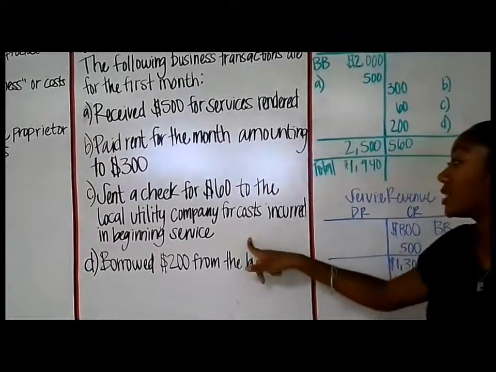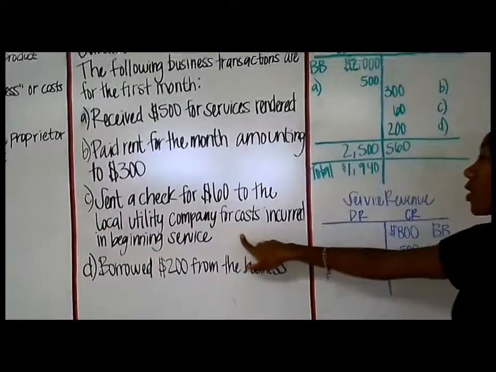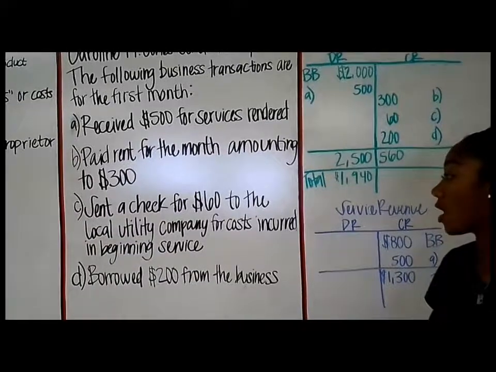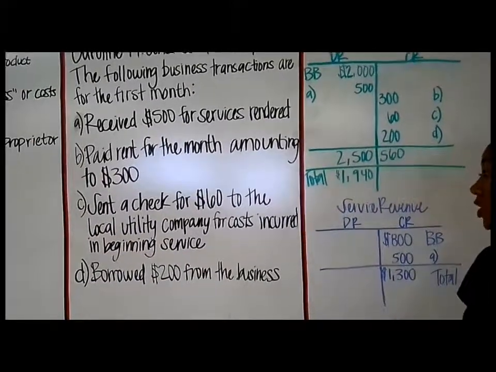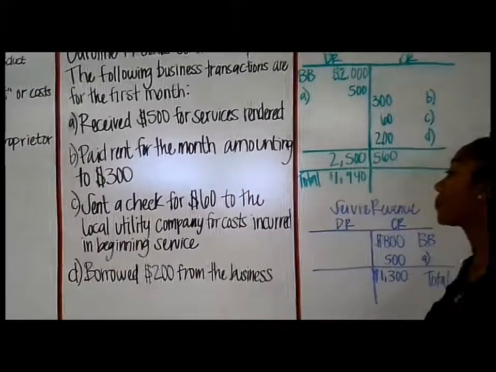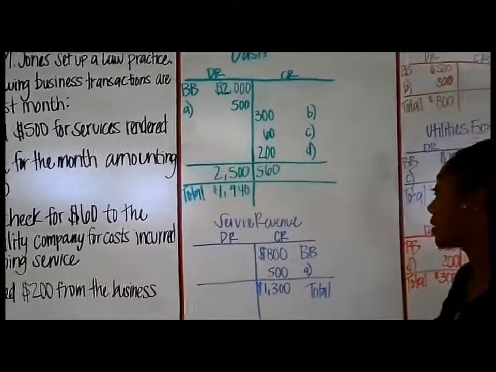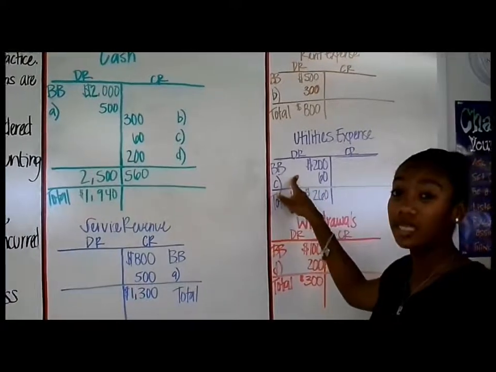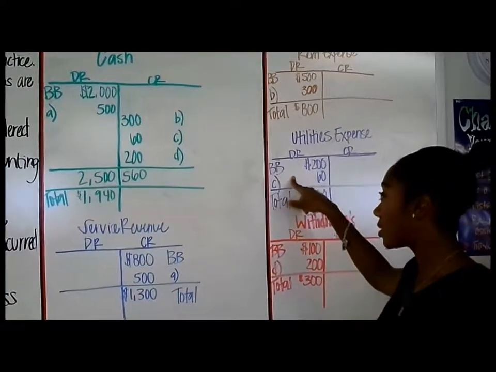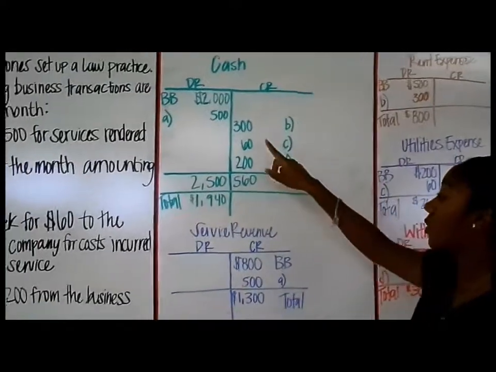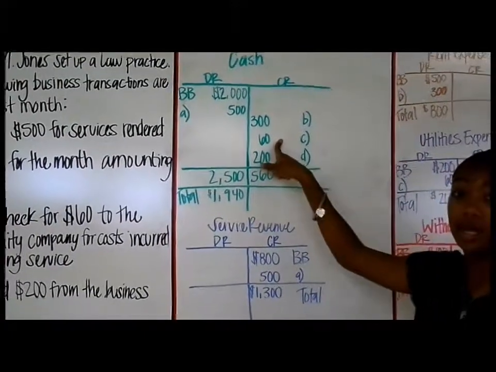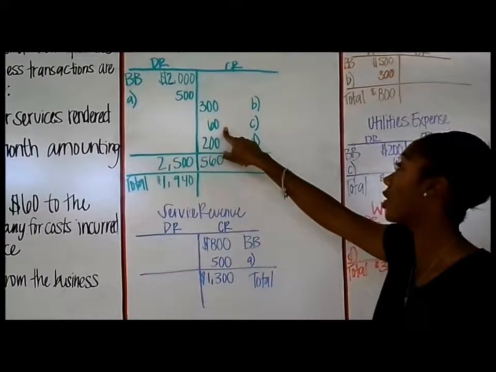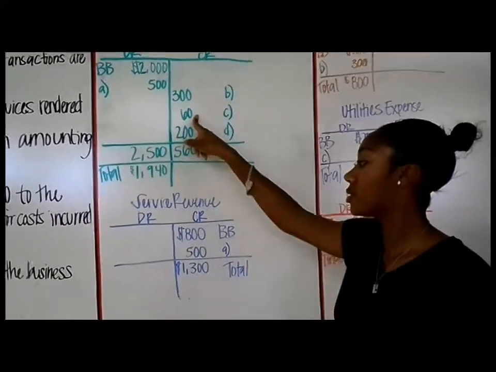The third transaction said that she sent a check for $600 to a local utility company for costs that she incurred in the beginning service. So for this transaction, she is going to debit her utilities expense for $60, and she is going to credit $60 to cash because she is taking that money out to pay for her utilities expense.